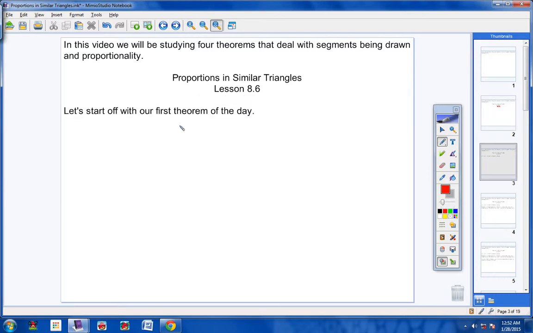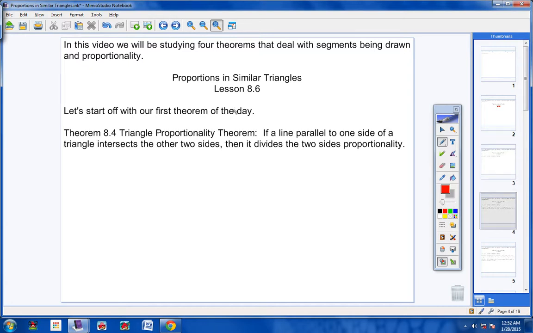Now, let's start off right away with our first theorem of the day. You're responsible for this theorem, and I want you to copy it in your notes. Okay, here it is. Go ahead and copy this down. I will read it, then I will pause a minute while you copy it down. Theorem 8.4 is called the triangle proportionality theorem.